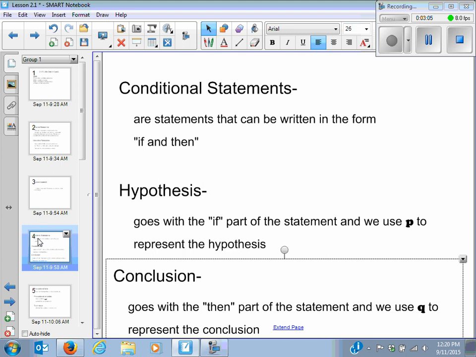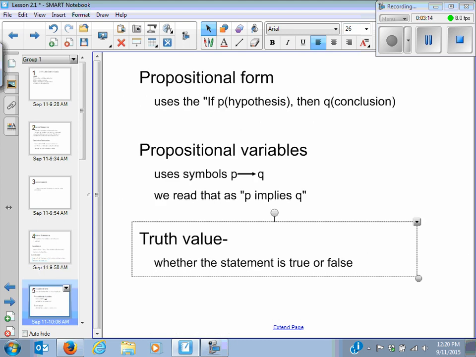Now, in math, we also use this with different letters. We have P that represents our hypothesis, and Q will represent our conclusion. And we have different forms. If you actually write it out with the if P, then Q, remember P stands for the hypothesis, Q stands for the conclusion. We call that the propositional form. But if we have propositional variables, it's when we use symbols like this right here. And this actually reads as P implies Q. And the truth value is whether the statement is true or false. So we'll refer to that as the truth value.